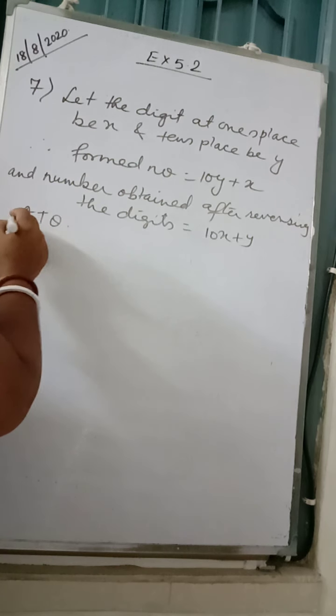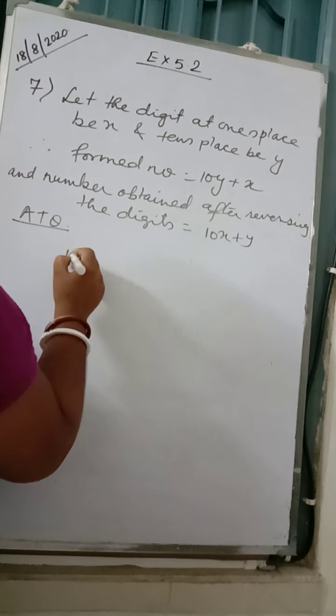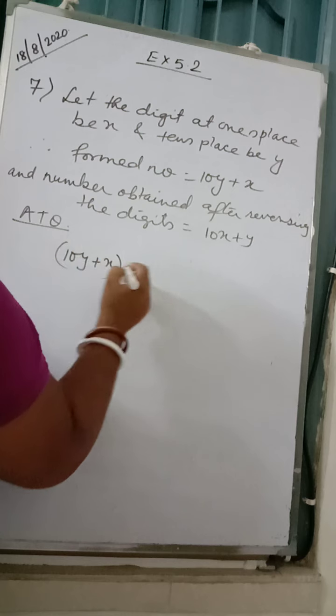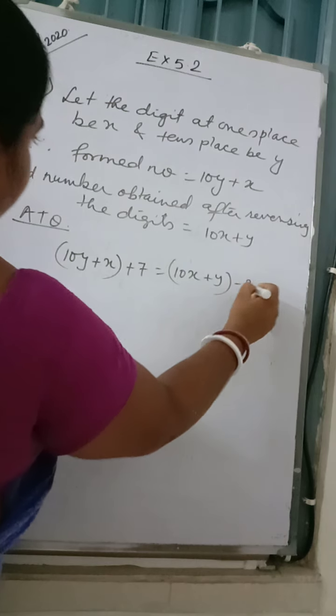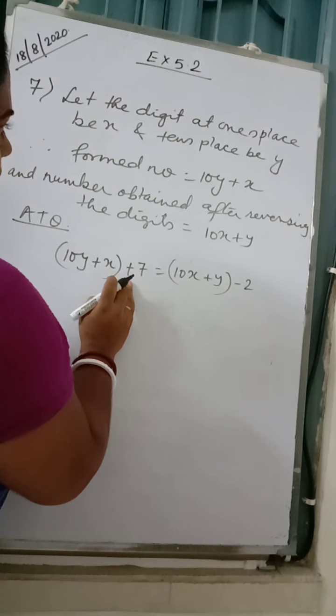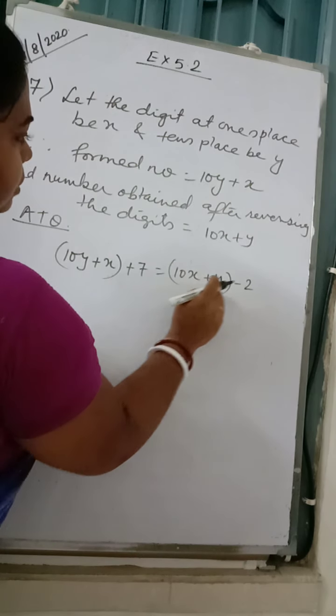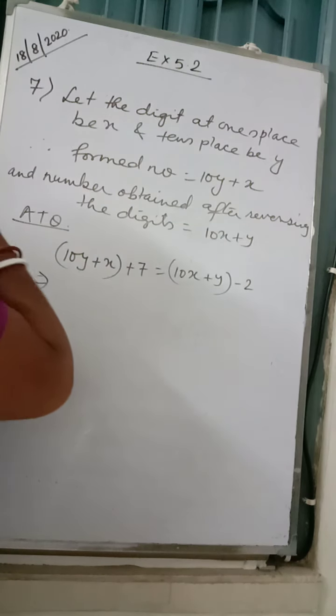According to the question, 7 more than the 2 digit number, 10y plus x plus 7, is equal to 10x plus y minus 2. 7 more than the 2 digit number is equal to 2 less than the number obtained by reversing the digits. So we have added 7 to the original number and subtracted 2 from the number obtained after reversing.